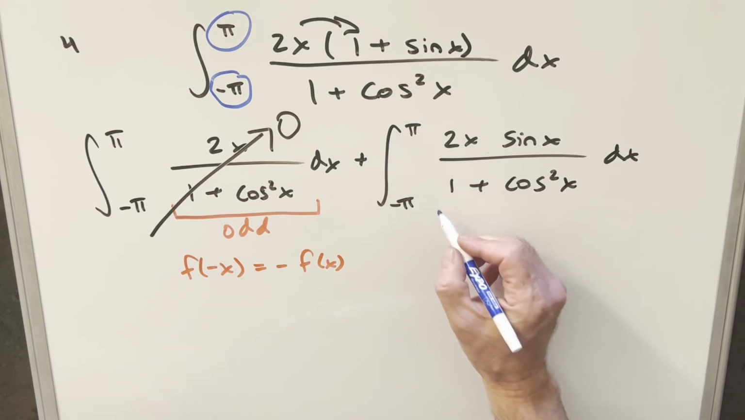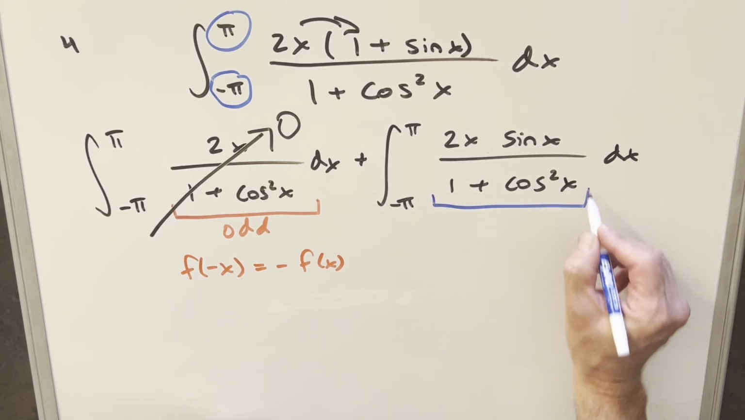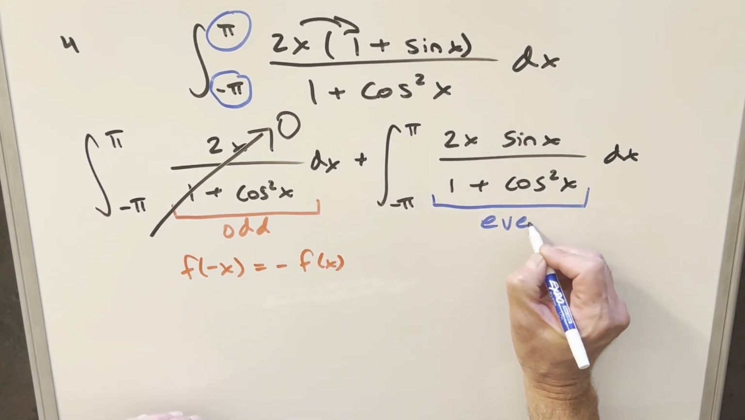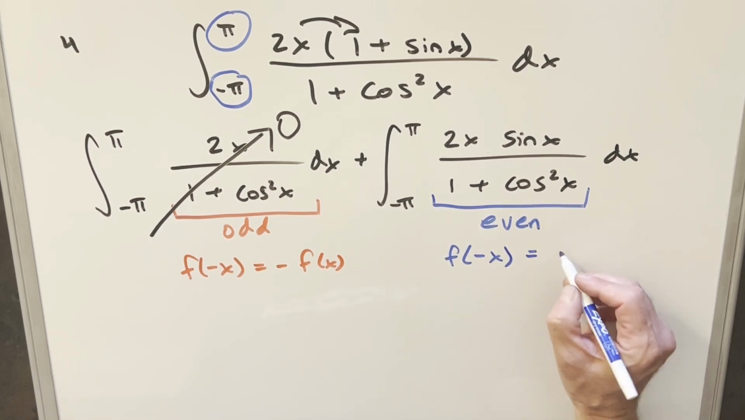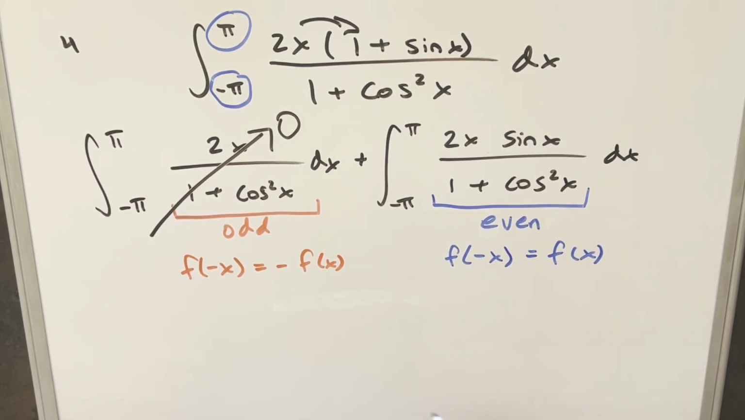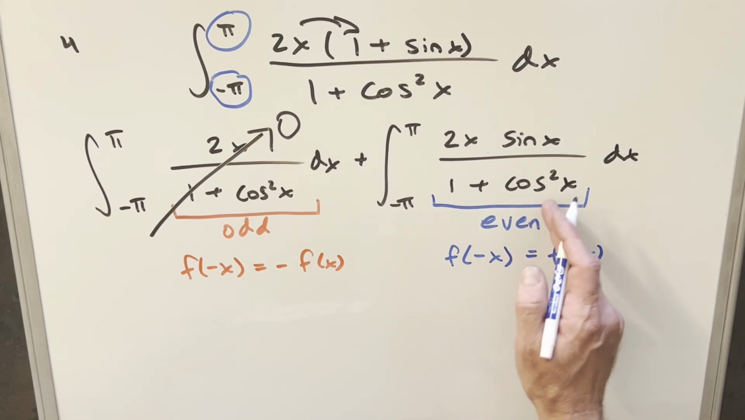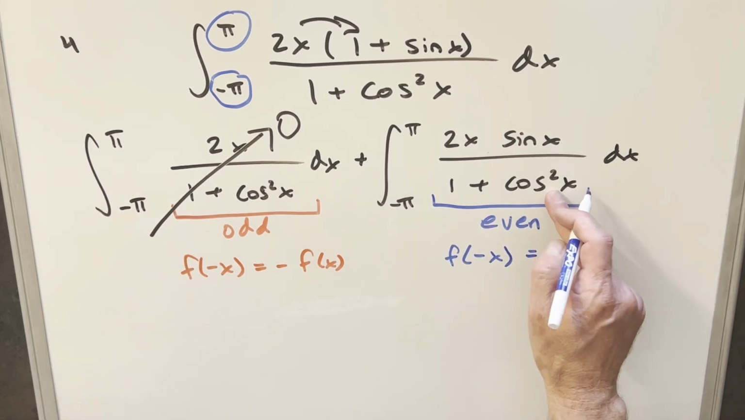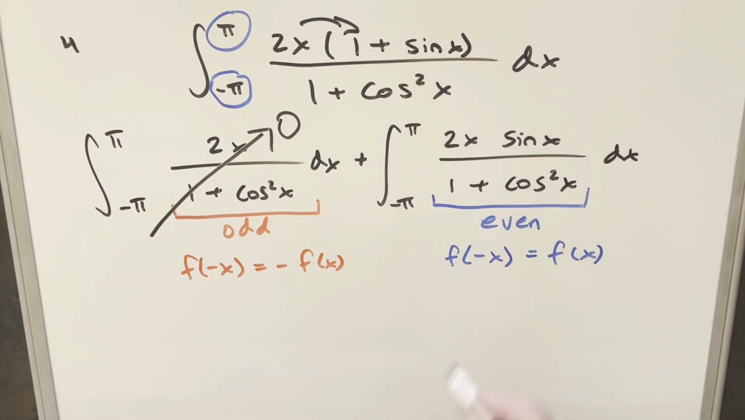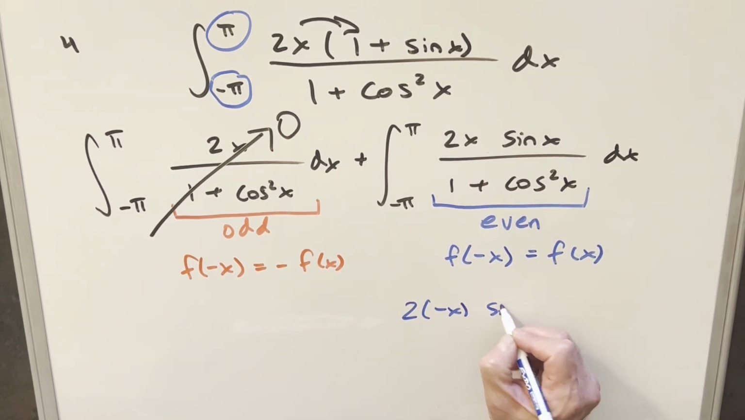Now for this one over here to the right, what we notice is that this is going to be an even function, and our definition for an even function is that f of minus x is just f of x. Again on the denominator, you plug in a minus x, and it's not going to matter inside the cosine function. If you plug minus x into the numerator, you have 2 times minus x times sine of minus x.